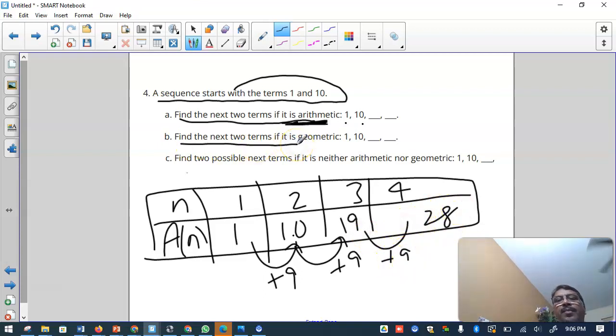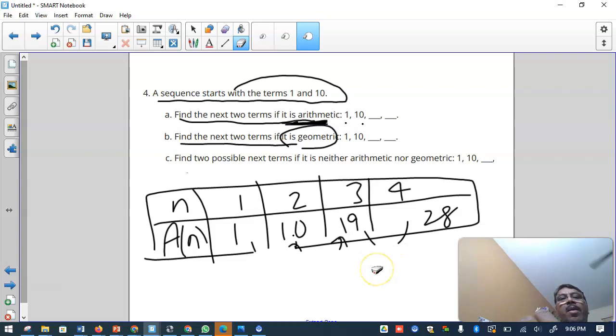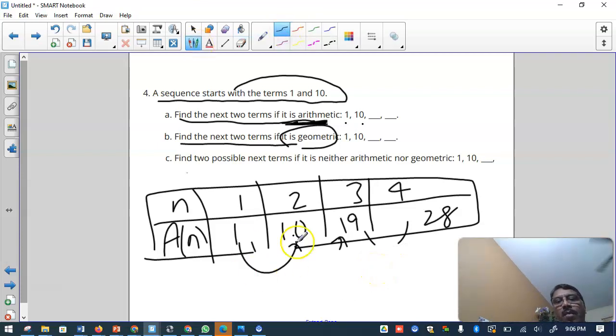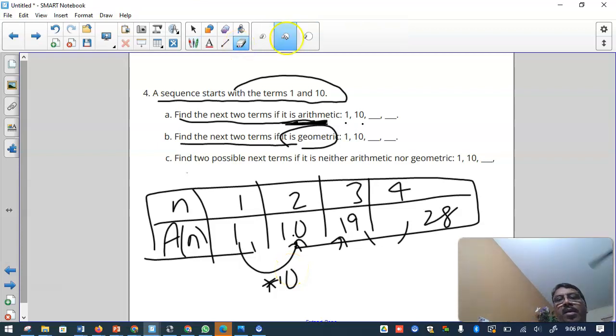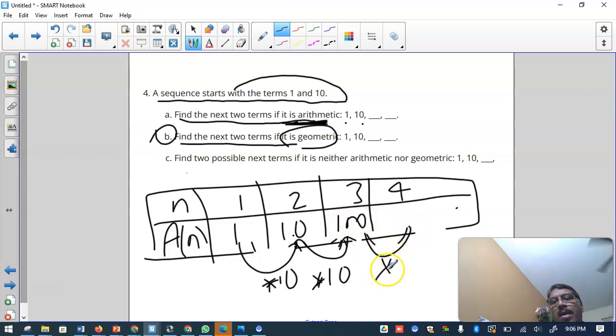Next, the next two terms if it is geometric. So what does this geometric sequence mean? Here you are multiplying. What multiplies 1 to get 10? It is 10. So that means your numbers will be changing. This won't be there. This is for the second one, this is for the B. So you multiply by 10, then 10 multiplied by 10 will be 100. Again, multiply by 10 will be 1000. You're done.